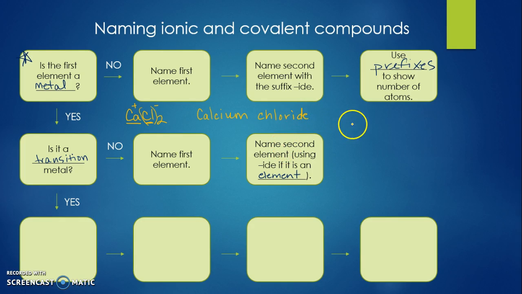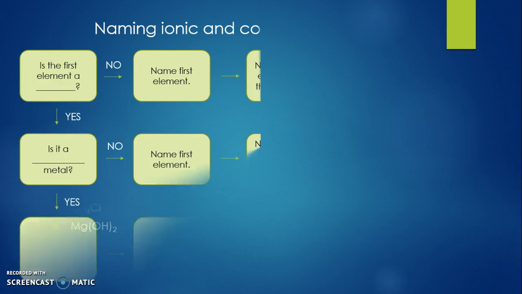Let's try another one. Let's do K2S. First element, is it a metal? Yes, it is. Is it a transition metal? No, it's in group 1. It's a regular alkali metal. So we're going to name the first element, potassium. Then we name the second part, which is just an element, with IDE as the ending. So we would say it's sulfide. So potassium sulfide.